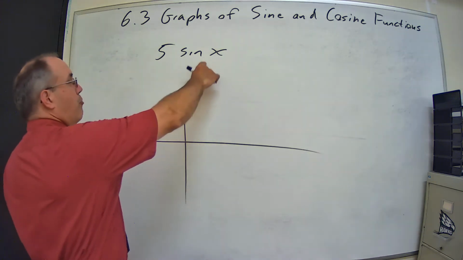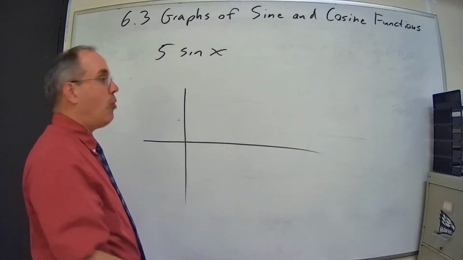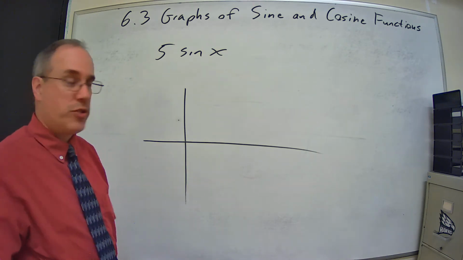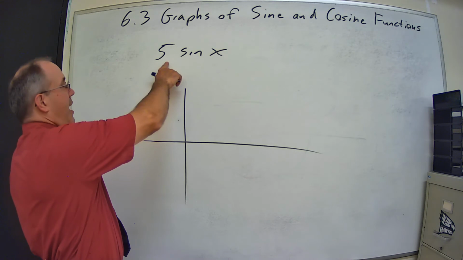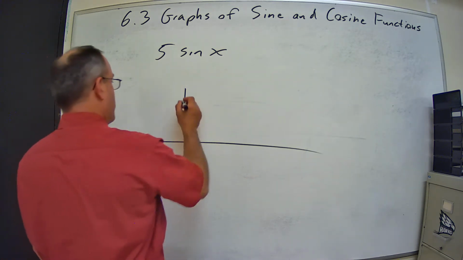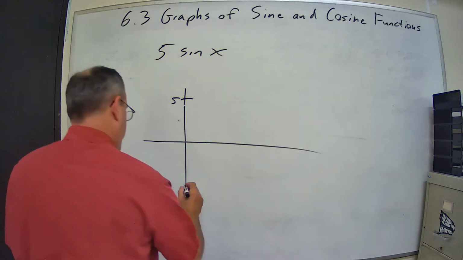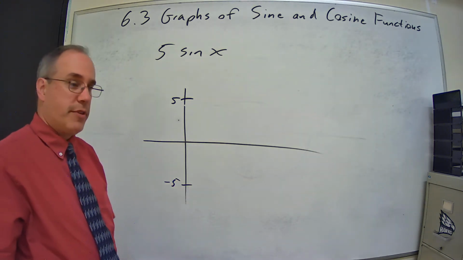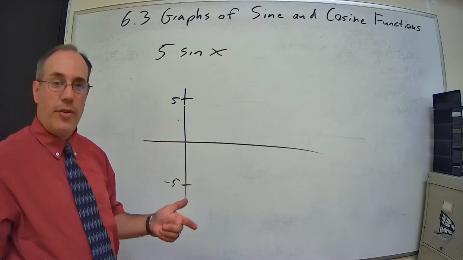There is no b here, or b is equal to 1, so it's going to have a period of 2 pi, which is what we've seen before. 5 is a, that's our amplitude, so that just means we're going to have 5 as our maximum and negative 5 as our minimum. So we're going to treat it the exact same way we did before.